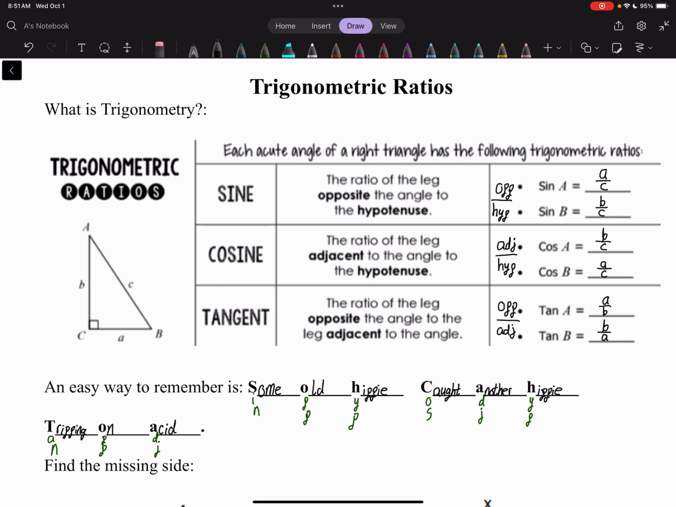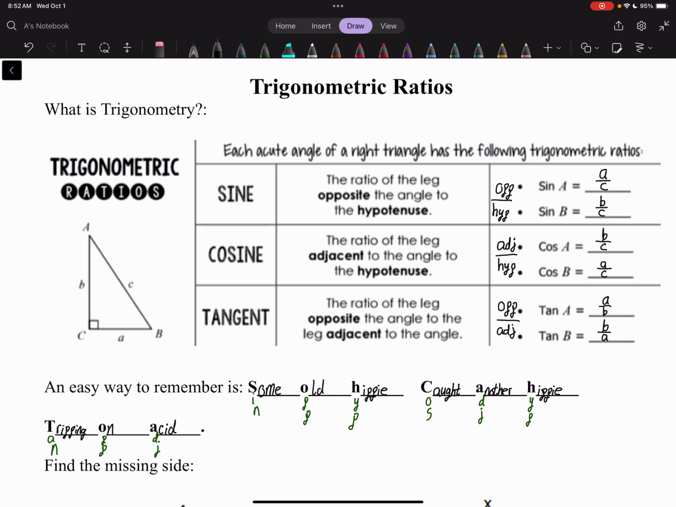Good day. Today we are looking at trigonometric ratios. Well, before we start this, we need to answer the question, what is trigonometry? Simply put, trigonometry is the study of triangles in relationship between their angles and the lengths per side. Okay, that's a basic definition.